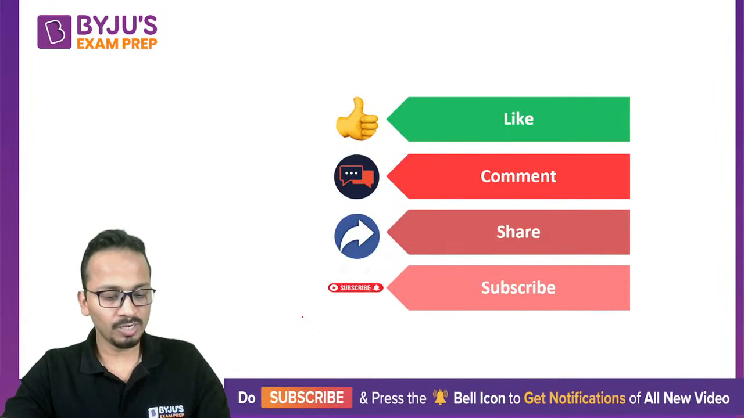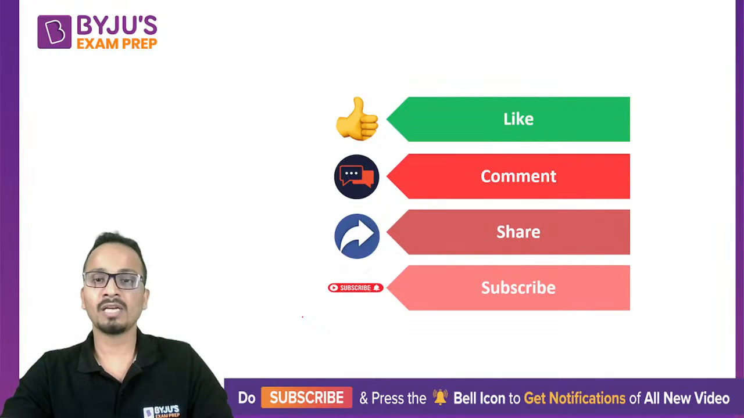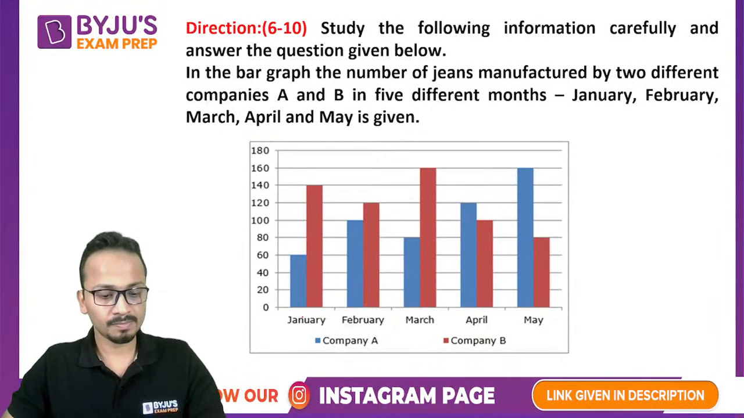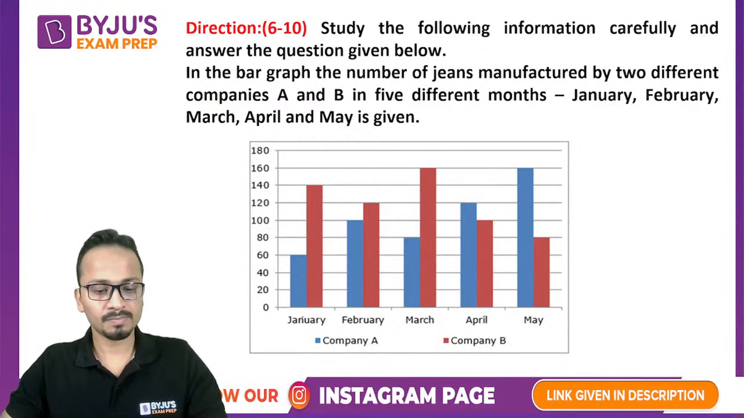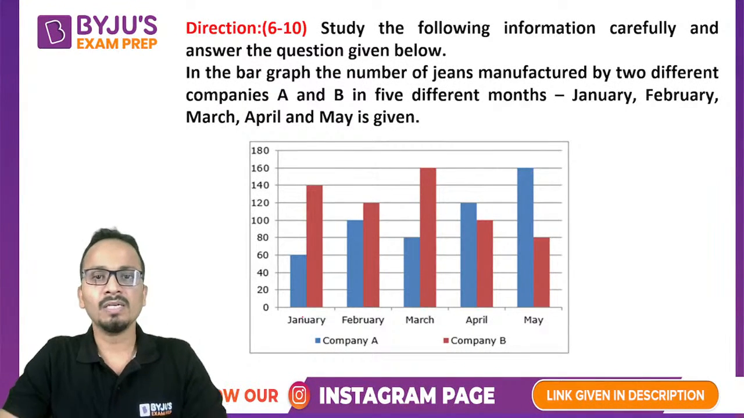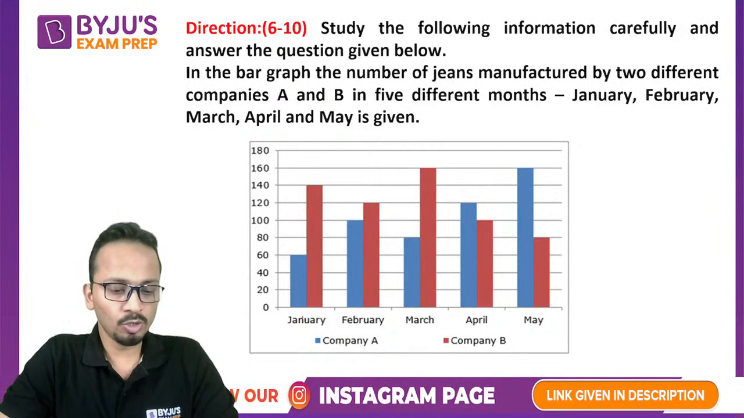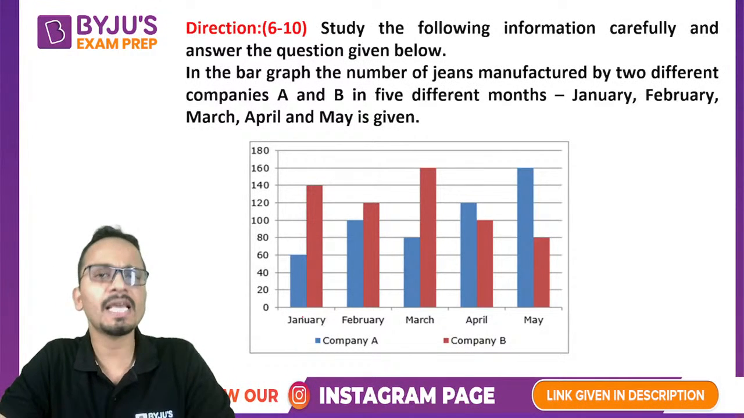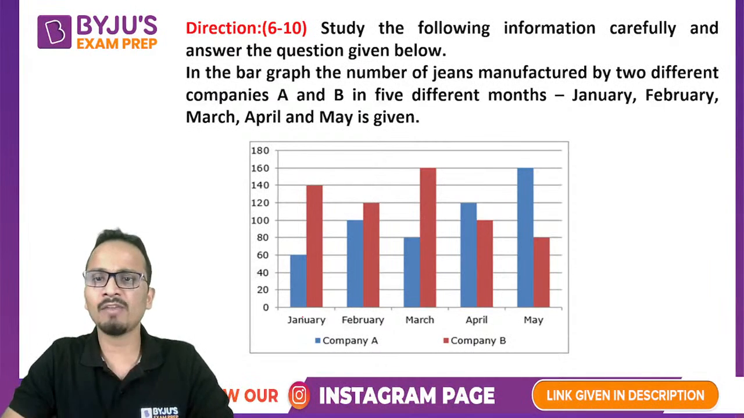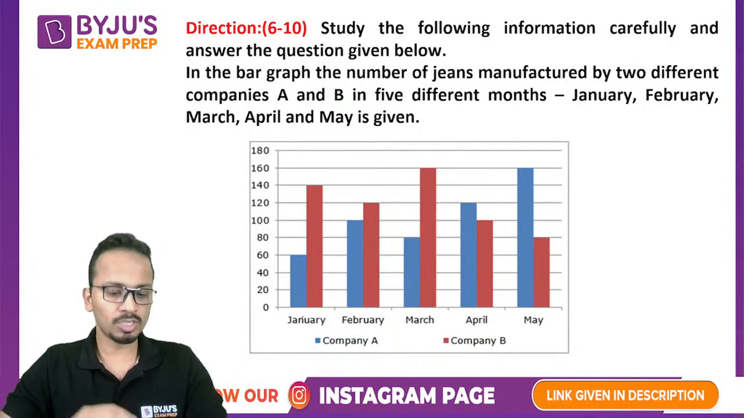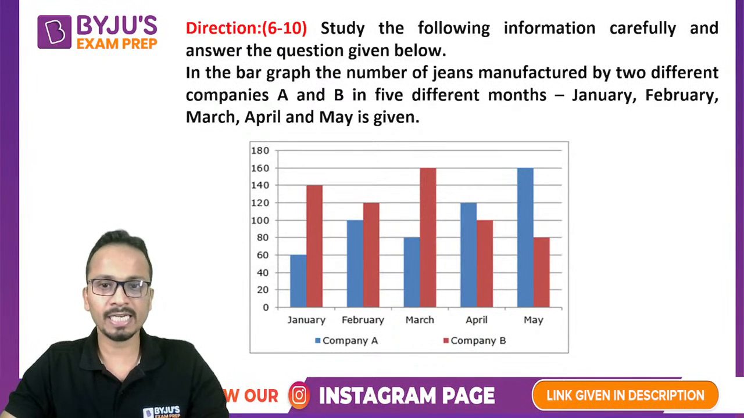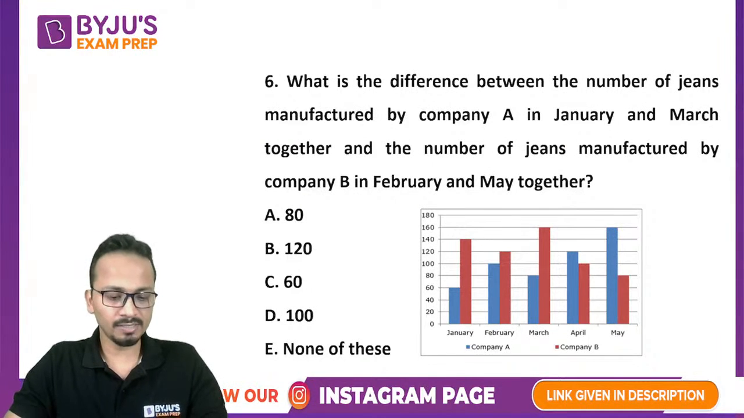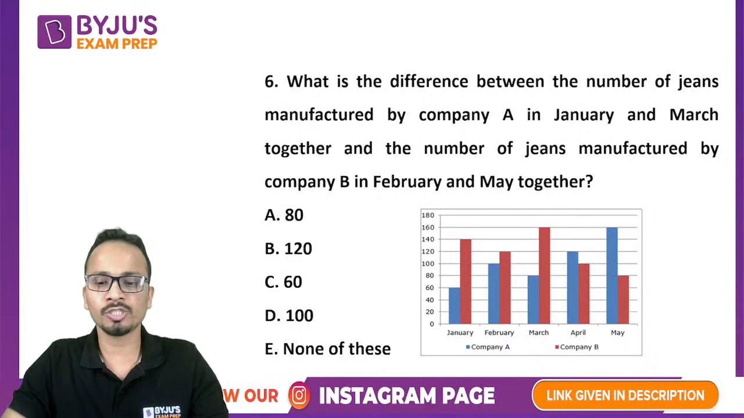All right. Now let's move on to our next set for the day. Now this will be based on bar graphs. The set is given in front of you, the common data. Now study the following information carefully and answer the questions given below. In the bar graph, the number of jeans manufactured by two different companies A and B in 5 different months, January, February, March, April, and May is given. So the data is pretty straightforward. Okay, now I hope you all have understood the data, and let's move on to the questions one by one.